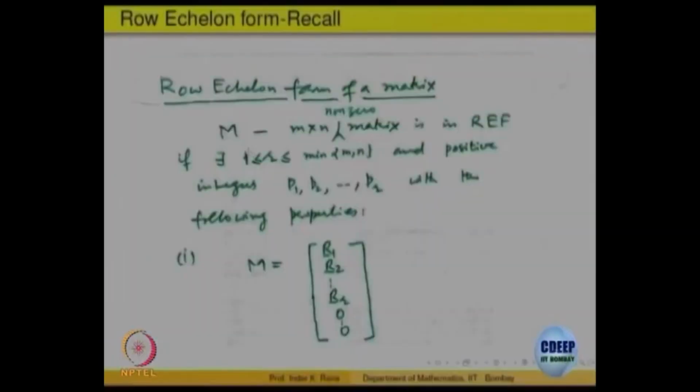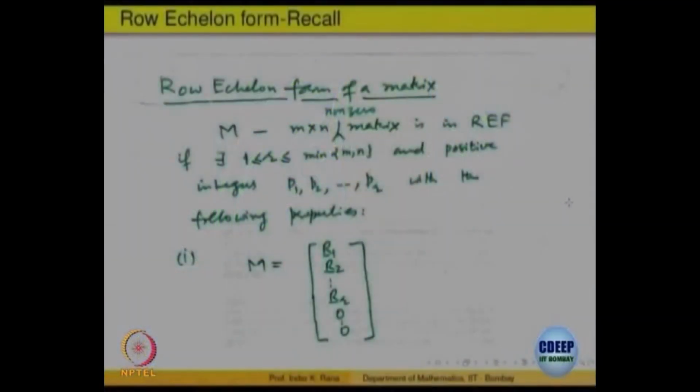Okay, so let us begin today's lecture by recalling the main aspects of our row echelon form, because that is one of the important things. So, let me just recall, a row echelon form of a matrix M means that there exists a number R between 1 and the minimum of the rows and columns of the matrix. M is M cross N, and there are natural numbers P1, P2, up to Pr with the following properties.